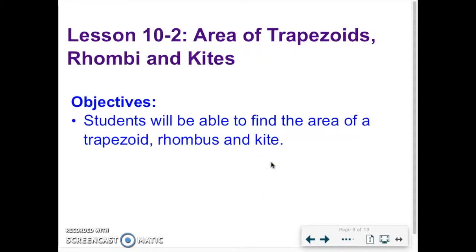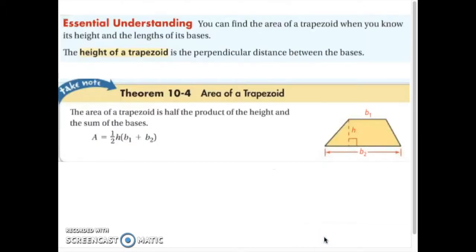Here's a video for lesson 10-2, area of 3 different shapes: trapezoid, rhombus, and kite. We're actually only going to use 2 different formulas for those 3 different shapes, so let's get right into it. All right, the first thing we'll talk about is our trapezoid.